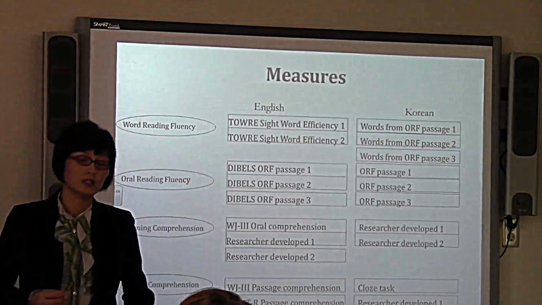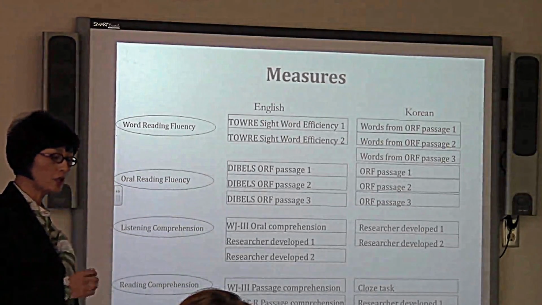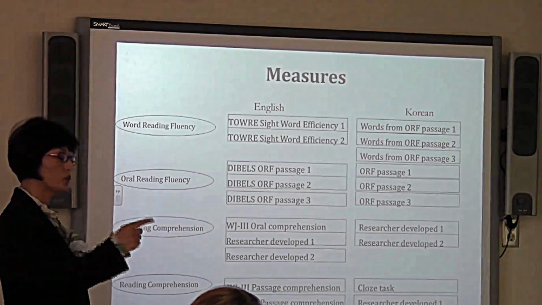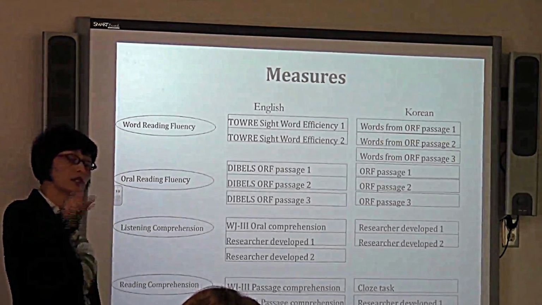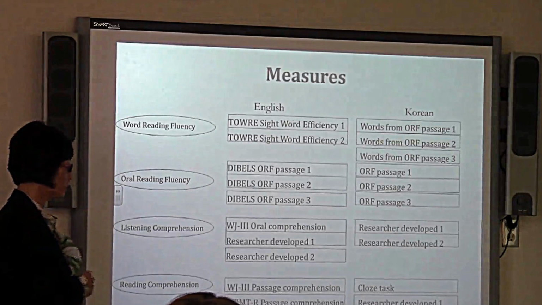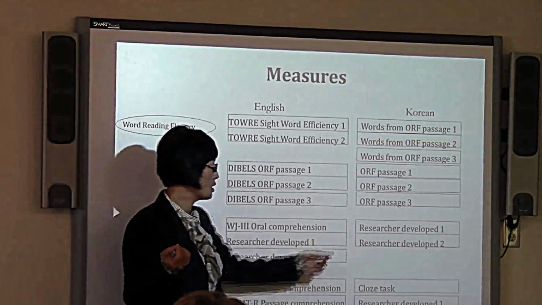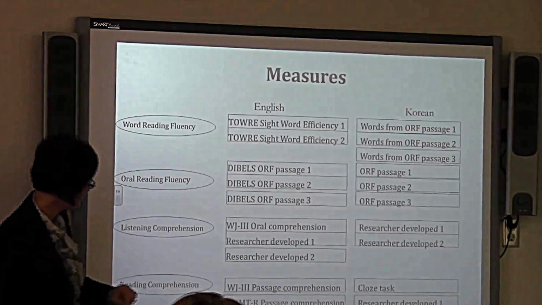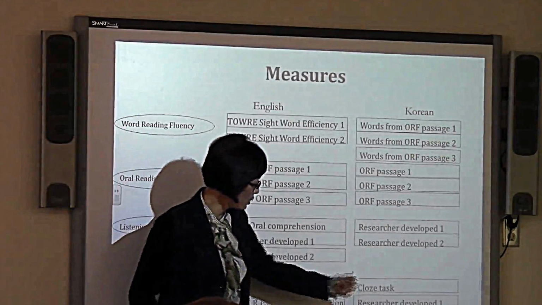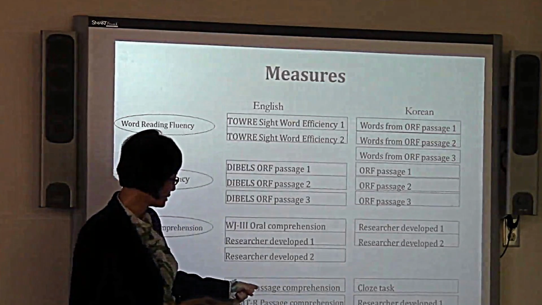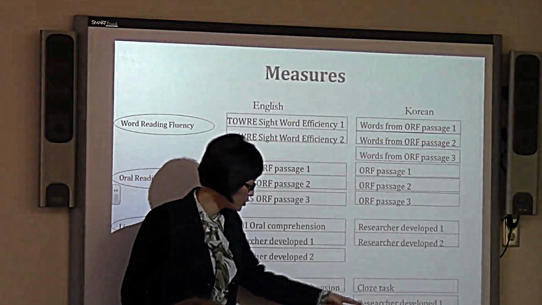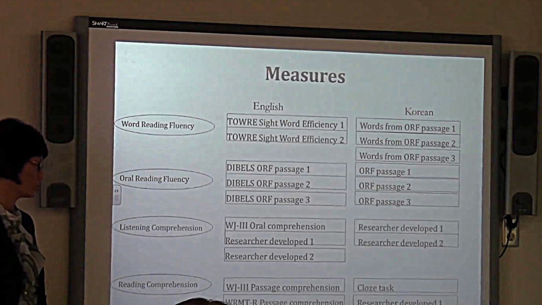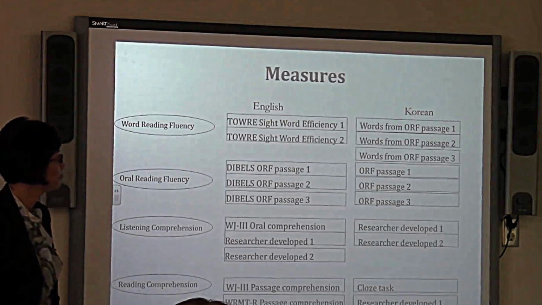So basically, children hear exchanges of conversations, and they're either asked to point to the correct picture among 4 to the listening comprehension question, or there were open-ended questions. Reading comprehension was measured by 3. One was an oral cloze task, very similar to passage comprehension in English, and the other 2 were reading passages, and then they were asked to provide correct answers to the reading comprehension questions.